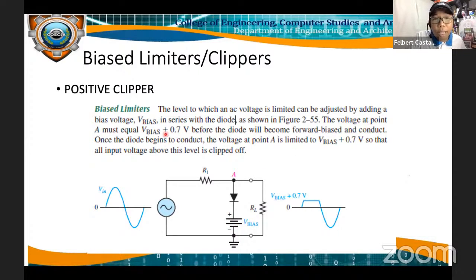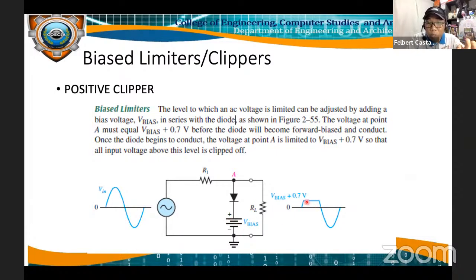Okay, the voltage at point A must equal V bias plus 0.7, kapag silicon diode. So if you are to measure the voltage from point A to ground, ang nababasa mo is V bias plus 0.7, kapag yung bias voltage mo is positive. Kung negative naman, baliktad yan. So minus V bias minus 0.7. Okay po ba? So may dinagdagan lang natin siya ng bias voltage.